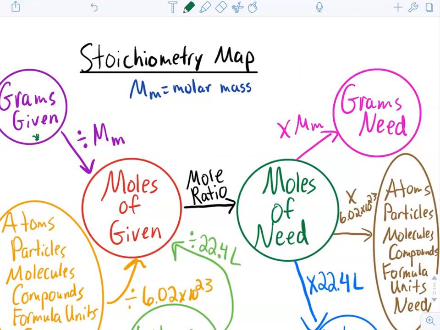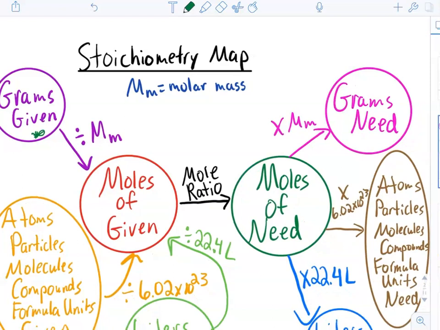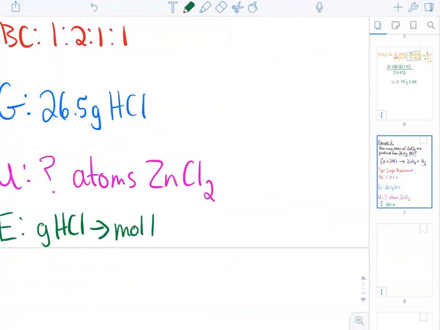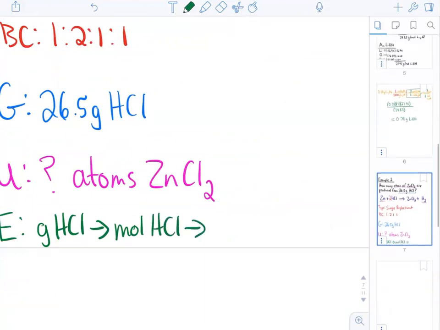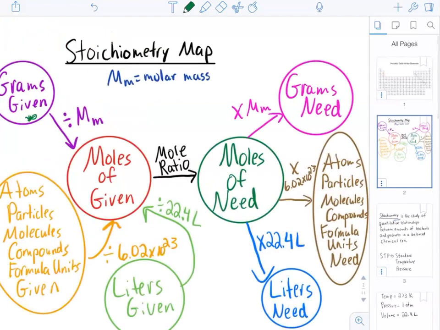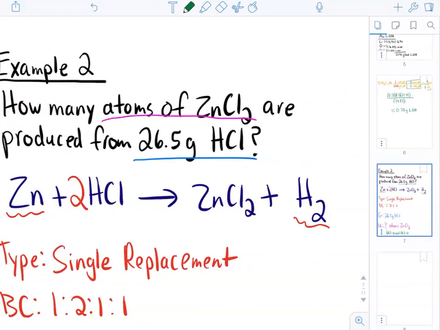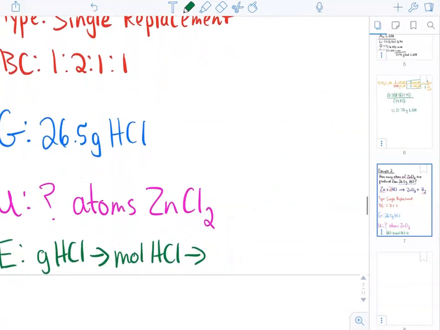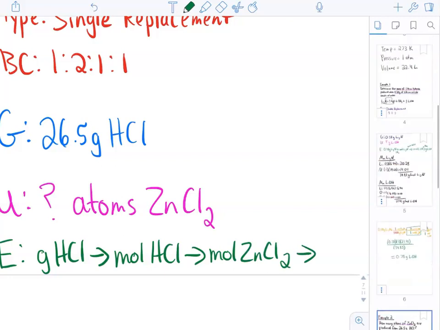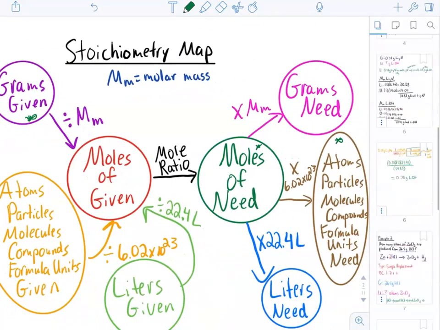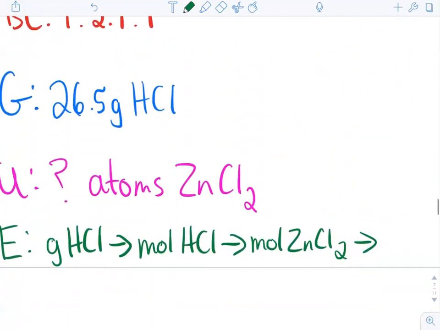If I start with grams, again, I've then got to go to moles. So we're going to go to moles of HCl. From there, we got to go to our moles of need, which in this case, our moles of need are going to be zinc chloride. And then where this one is different from our last example is we're here at moles. We're now going over to atoms.